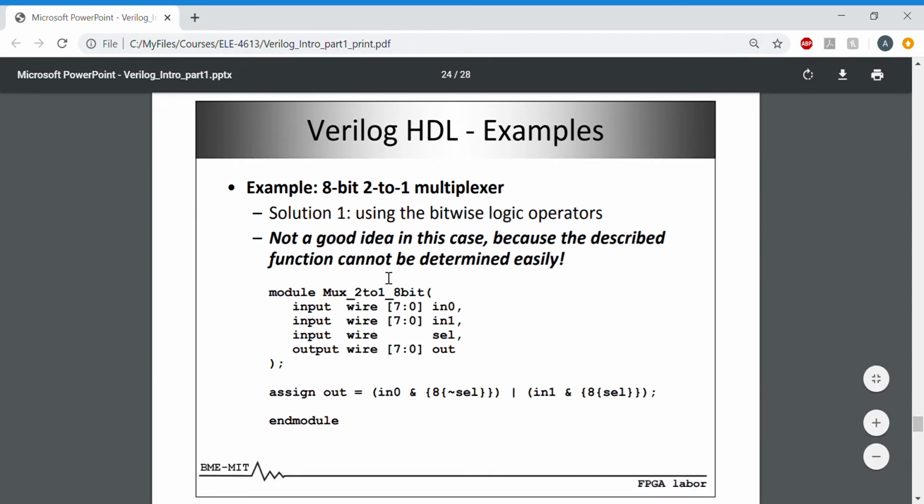So this is the whole module. You have mux 2-to-1 8 bits, an 8-bit version. The inputs are input wire [7:0] in0 and input wire [7:0] in1. The selection wire is only 1 bit, always, because it's 0 or 1. And the output is an 8-bit output. So you simply assign out = (in0 & {8{~sel}}) | (in1 & {8{sel}}), 8 times the non-selection, or in1 and 8 times the selection, using the same gate implementation.